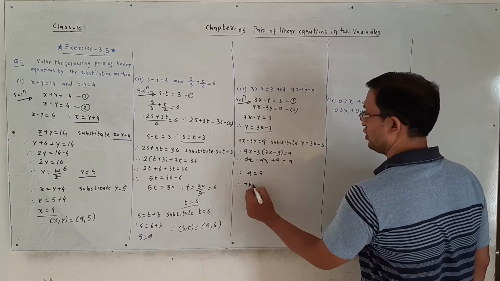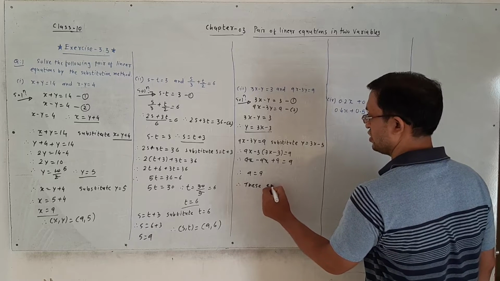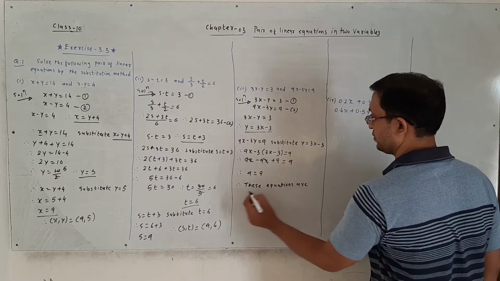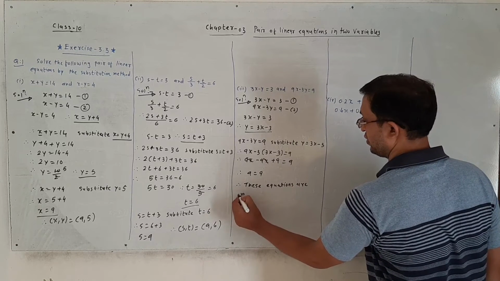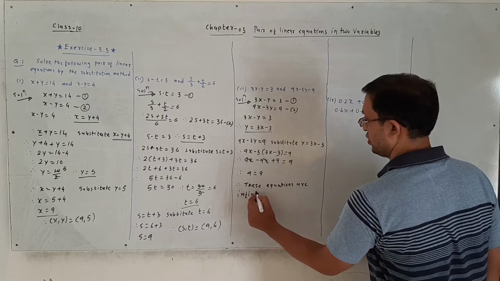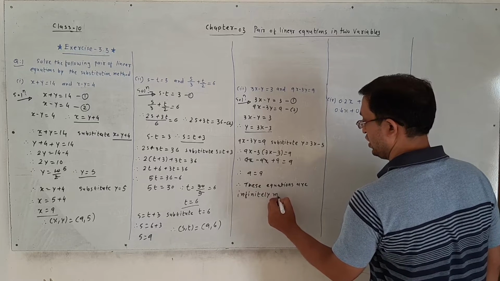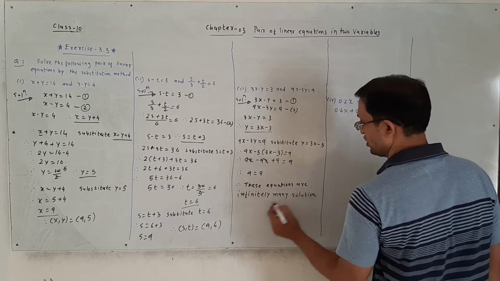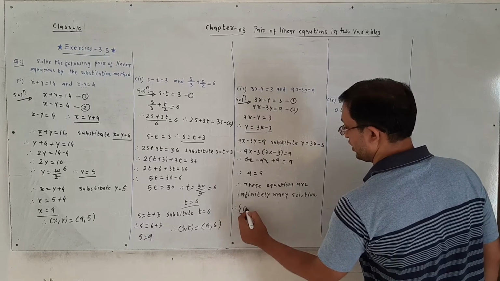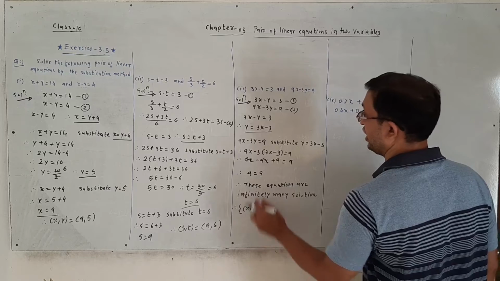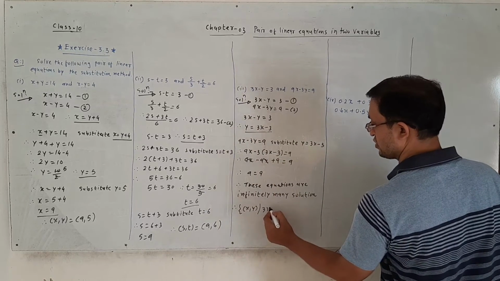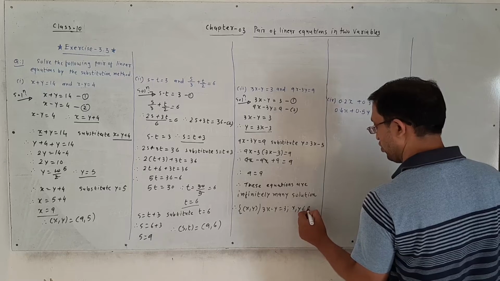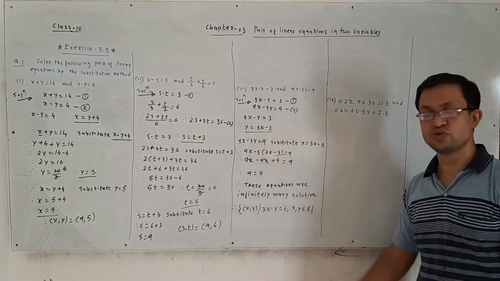Therefore, these equations have infinitely many solutions. Therefore, the solution set is, for any equation, 3x minus y is equal to 3, where x and y both are real numbers. That is the solution of the equation.